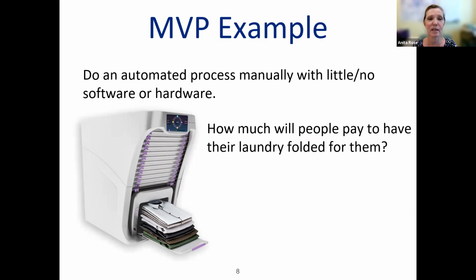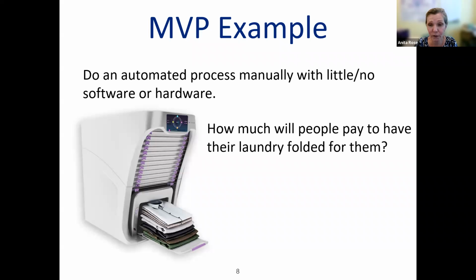Okay, so here's an example. Someone wanted to start an automated process folding machine, so for laundromats. And so, wow, wouldn't that be great? You bring your clothes to the laundromat and it has folding services rather than folding them manually. They may want to purchase this machine, but how can you have an MVP for this big machine, right?